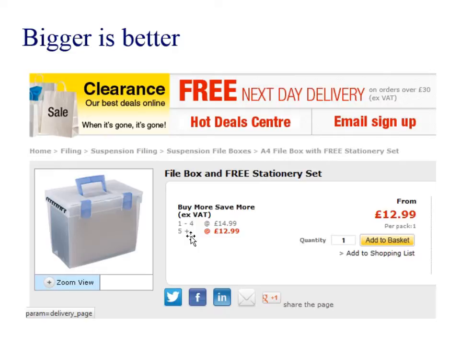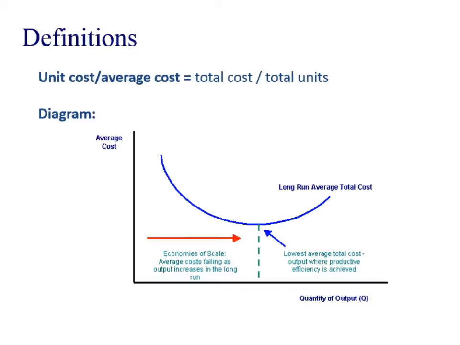That's a certain type of economy of scale, a purchasing economy of scale, but it's the general concept that the more you produce, the more you make, the cheaper production becomes. So when we're looking at economies of scale, we need to know what unit costs or average costs are. It basically represents the total costs of production divided by the total units, so you're getting the average cost of producing one item.